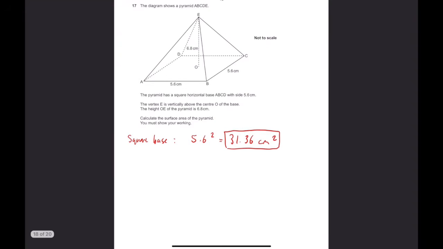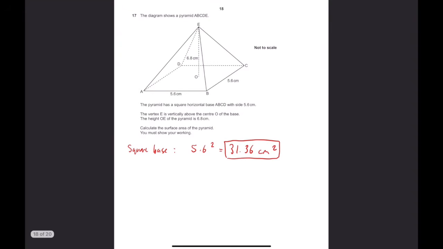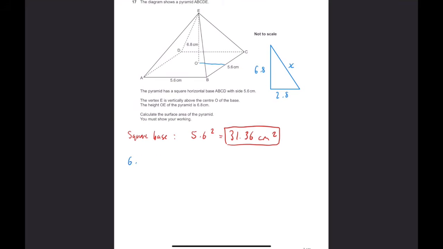Now for the rest of it, we have 4 identical triangles on top. This is basically 3D Pythagoras that we need to use. So if we redraw what this triangle looks like, we have a height of 6.8. If we split the base in half, the bottom bit is going to be 2.8, and we have to work out this x value here. So just by doing Pythagoras, 6.8 squared plus 2.8 squared, and then square root the whole thing will give us x. And that is equal to roughly 7.35.